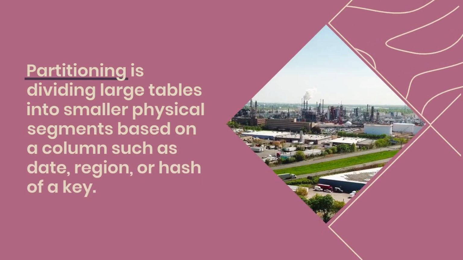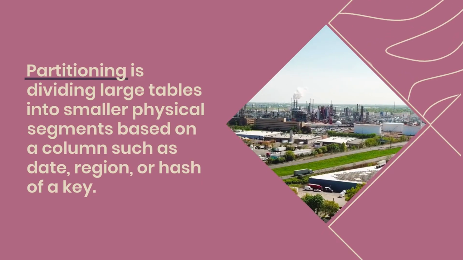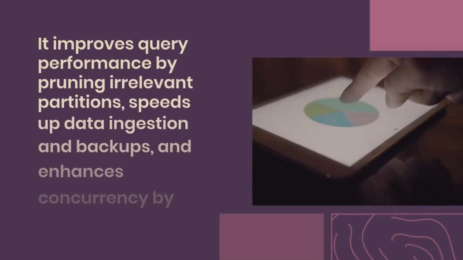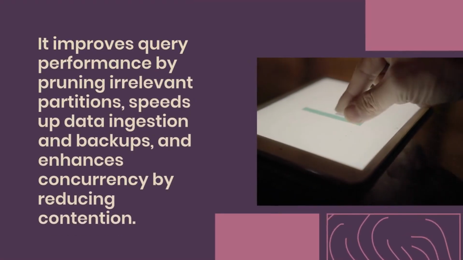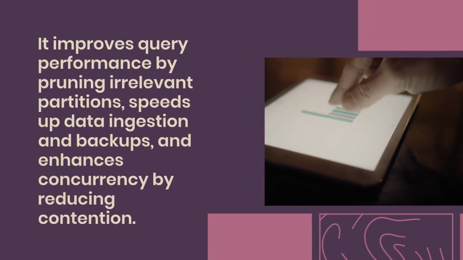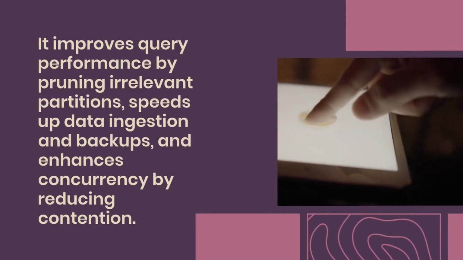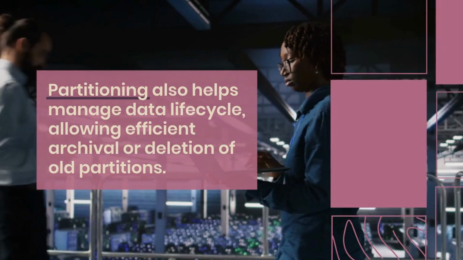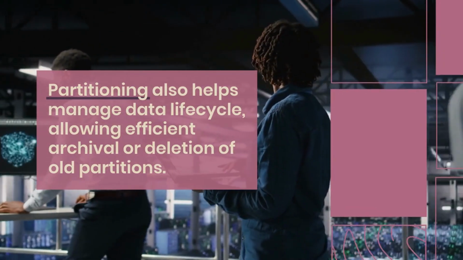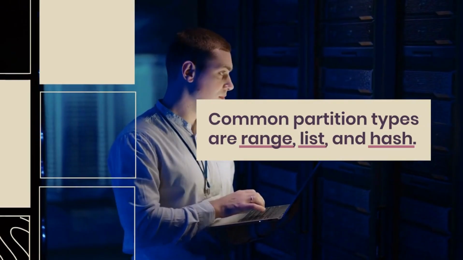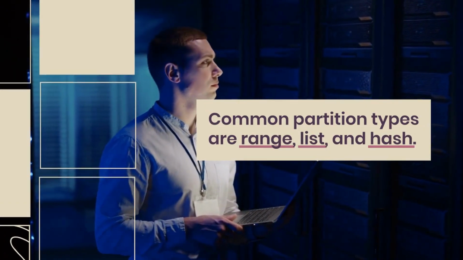Partitioning is dividing large tables into smaller physical segments based on a column such as date, region, or hash of a key. It improves query performance by pruning irrelevant partitions, speeds up data ingestion and backups, and enhances concurrency by reducing contention. Partitioning also helps manage data lifecycle, allowing efficient archival or deletion of old partitions. Common partition types are range, list, and hash.